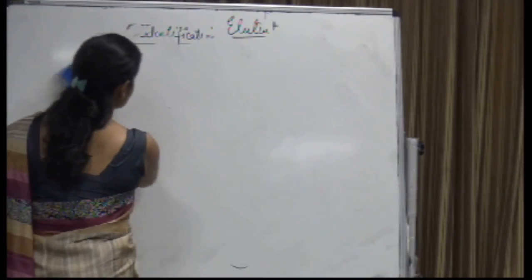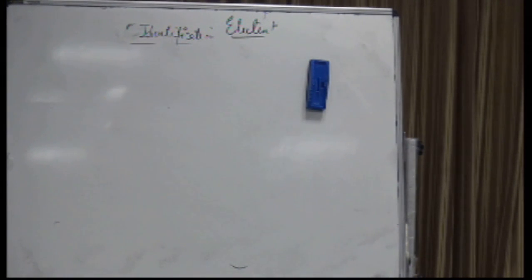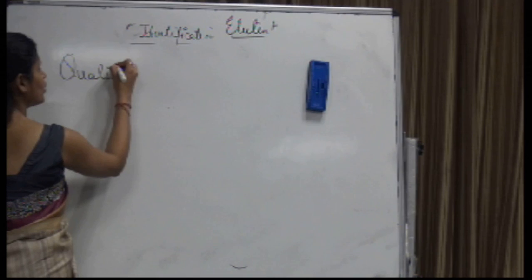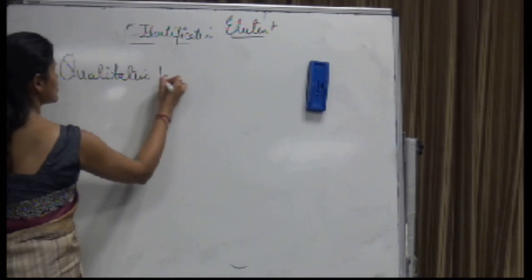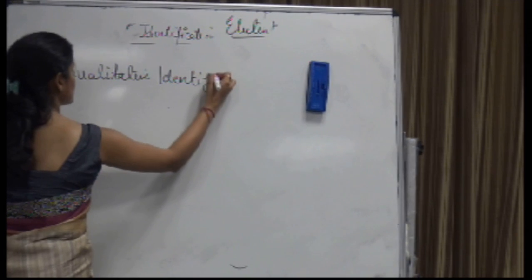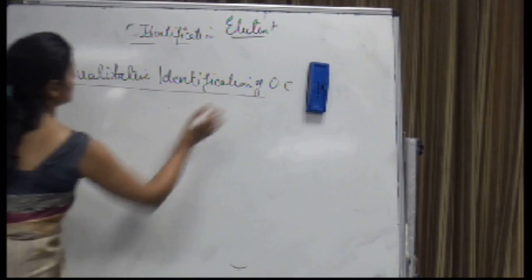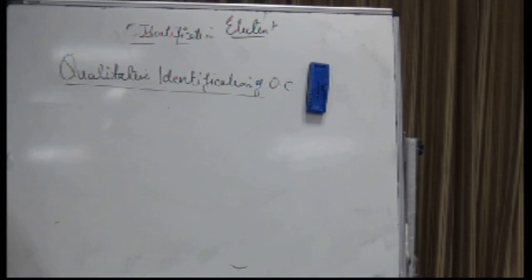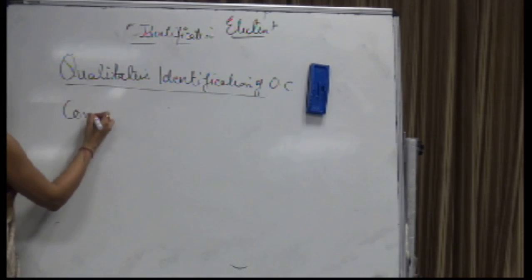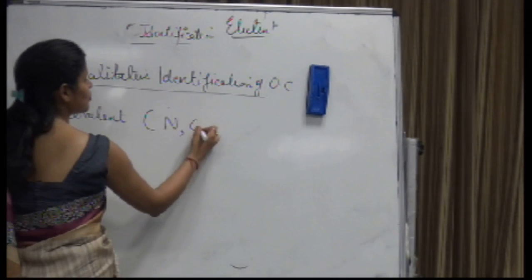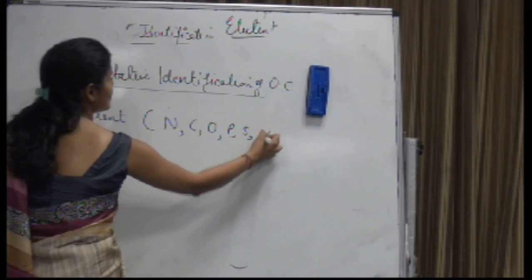Now we want to identify the compound. All of you must prepare the Lassaigne's extract in the lab. This is known as qualitative identification. We know the quality of the organic compound. Organic compounds could be covalent or ionic. If I am taking any organic compound, which is covalent in nature, and I want to know whether it contains nitrogen, carbon, oxygen or phosphorus or sulphur or any halogen.